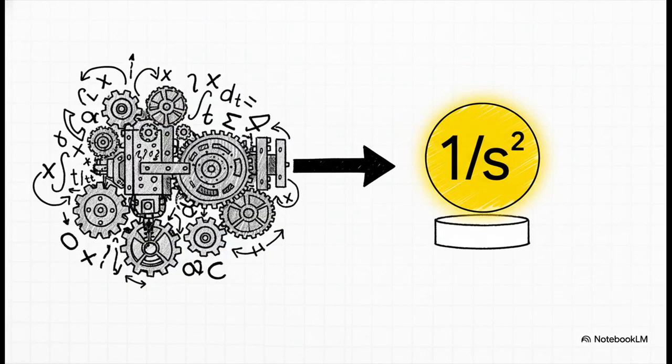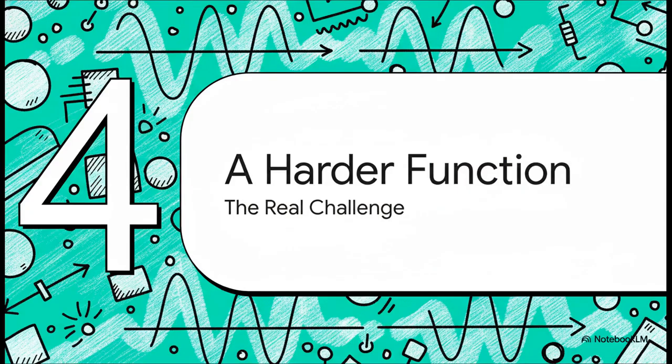So after all that grinding through the integration, what's the final answer? Again, it's something wonderfully simple. 1 over s squared. You see the pattern here? We do the hard calculus just once, and we get a simple algebraic result that we can use over and over. So far, so good. We've handled some easy ones, but what happens when we feed the machine something with a little more character?